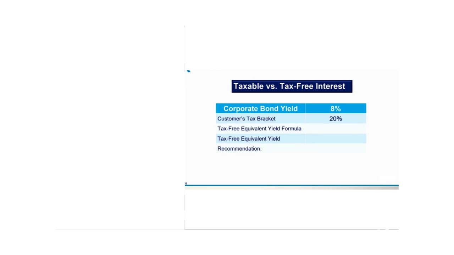Let me give you a couple more quick examples just to make sure this is soaking in. Let's go back to our 8% taxable corporate bond, but let's say the investor's only in a 20% tax bracket. Here, we take the taxable rate of 8% and multiply it by 100% minus the customer's tax rate of 20%. So 8% times 80% leaves us with a tax-free equivalent yield of 6.4%. For this investor, a tax-free municipal would only make sense if it was yielding 6.4% or higher.